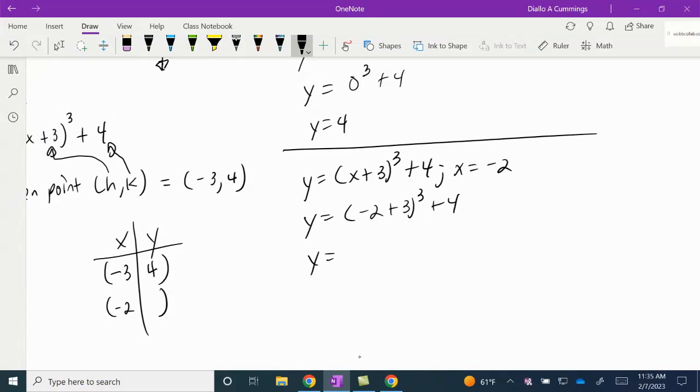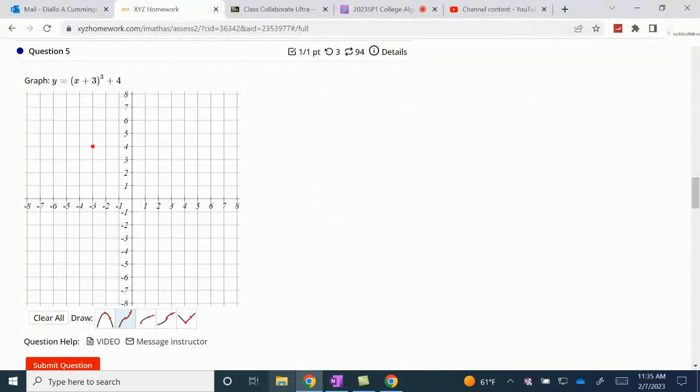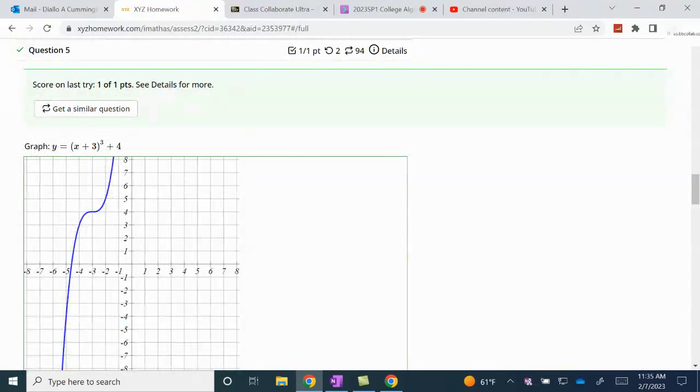I have to simplify what's in the innermost parentheses. Negative 2 plus 3 is a positive 1. 1 cubed is 1. So when x is equal to negative 2, y is equal to 5. So we're going to plot that point, negative 2, 5, and that should be our graph.